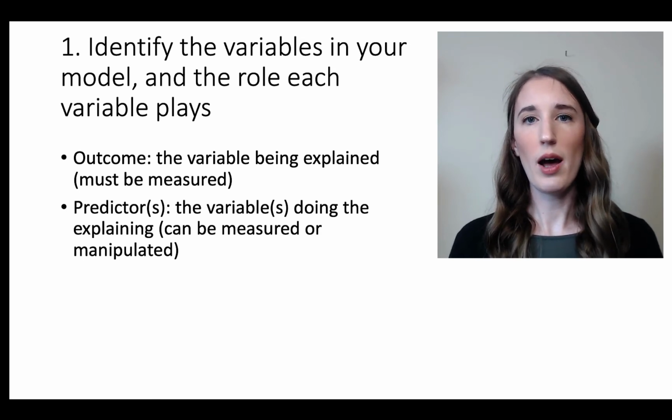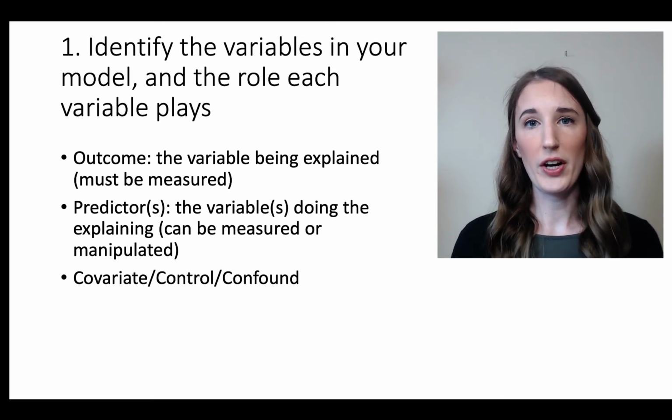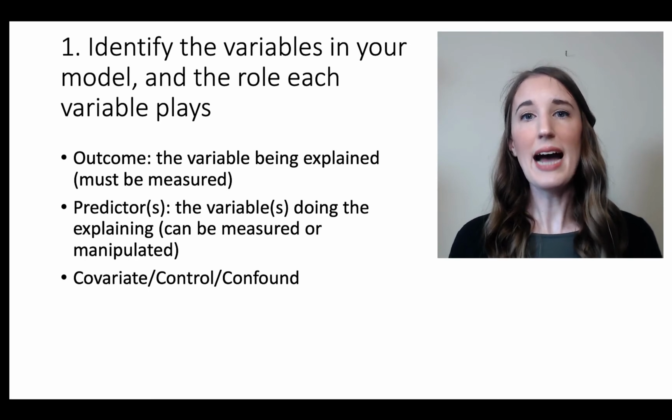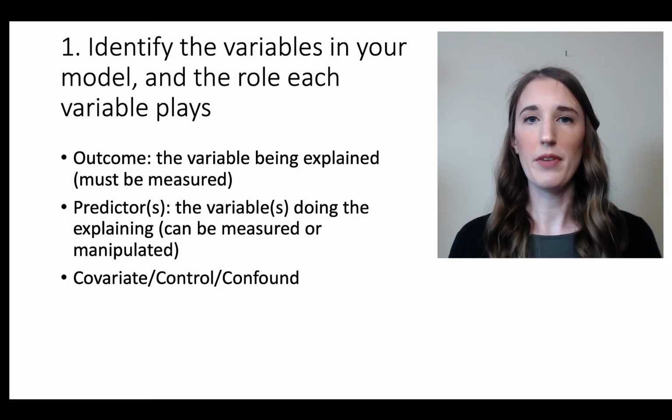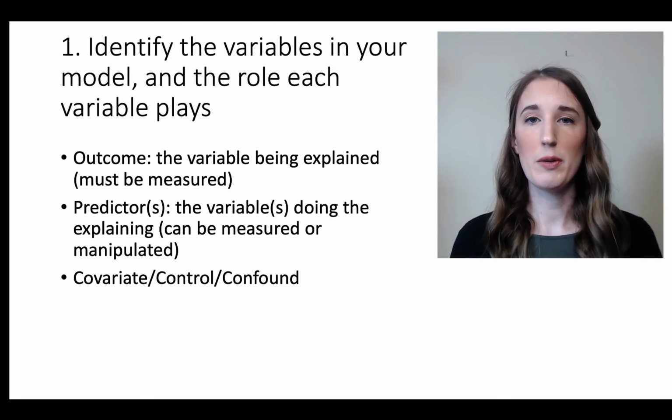Finally, there's one other type of variable that we might want to consider, and that is a covariate, also called a control variable or a confound. A covariate, control, or confound is still technically a predictor variable, but it's not necessarily our key variable of interest. Instead, it's another variable that we expect to be related to both the predictor and outcome that we want to account or adjust for.